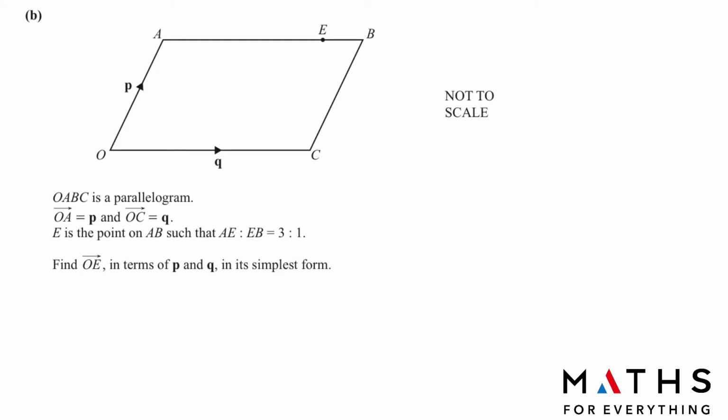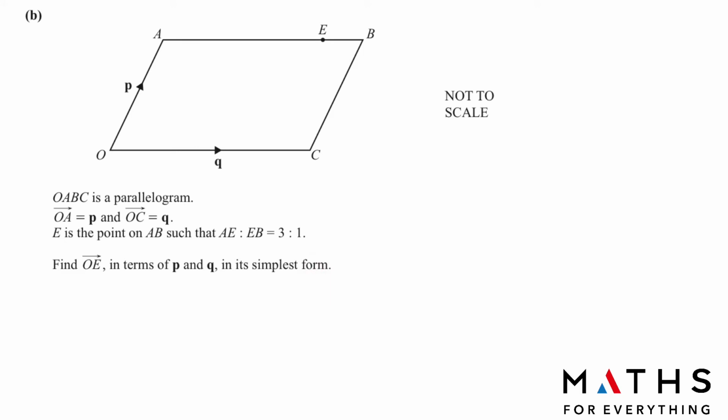Part B. We have been given a parallelogram, and vector OA is P, vector OC is Q. E is the point on AB such that AE to EB is in the ratio of 3:1. Find OE. So from O we have to reach E in terms of P and Q in its simplest form.